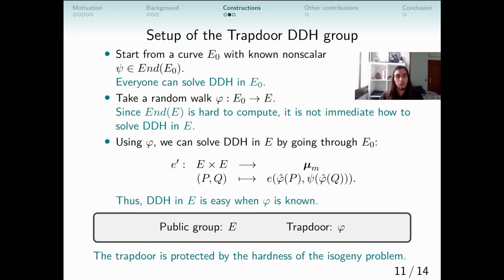And because the trapdoor is an isogeny, and we have seen that an isogeny between two curves is hard to compute, then we expect that nobody else will be able to recover this path. And so the trapdoor is protected by the isogeny problem.